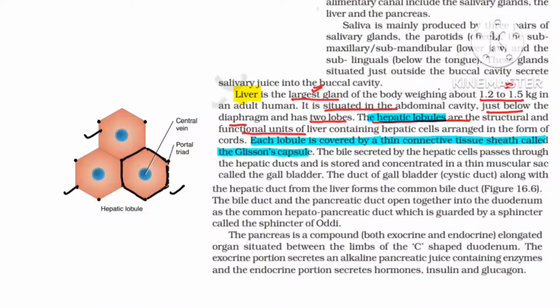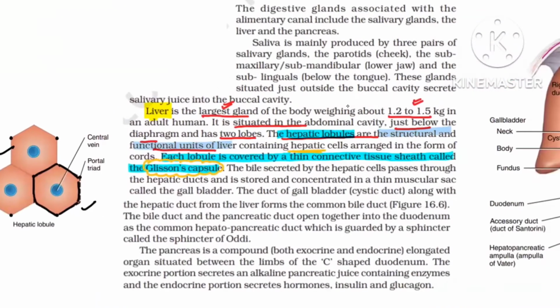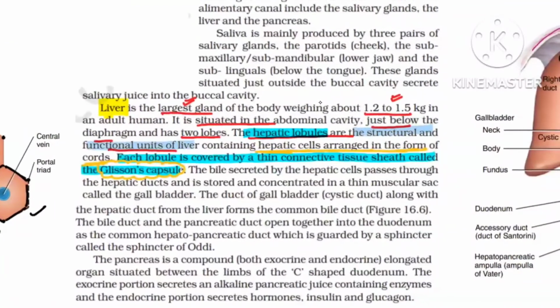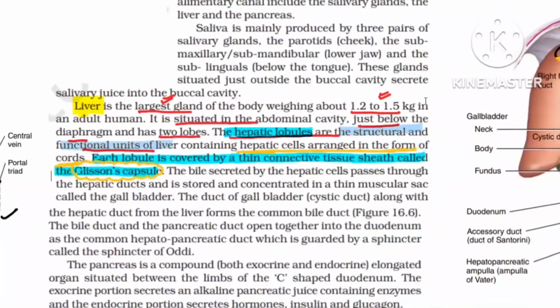A very important question, please: if they ask which is the structural and functional unit of liver, it is the hepatic lobule. And the lobules are covered by a connective tissue sheet. Which connective tissue sheet? That is your Glisson's capsule. Clear? And now, hepatic lobules contain hepatic cells, which are arranged in the form of cords. So let me show you the diagram of how the hepatic cells are arranged in the form of a cord.